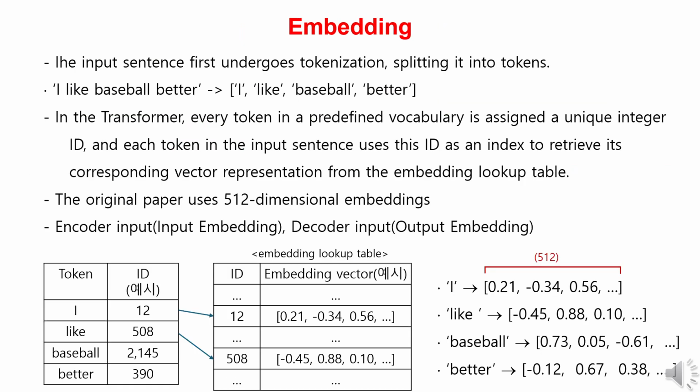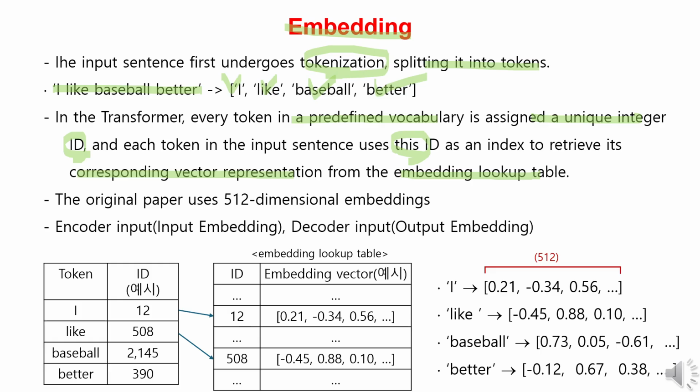Now let's briefly look at how embeddings work in the transformer. The input sentence is first tokenized into individual tokens. For example, "I like baseball better" is split into "I," "like," "baseball," and "better." Each token in the predefined vocabulary is assigned a unique integer ID, and each token in the input uses this ID to look up its corresponding vector in the embedding table.